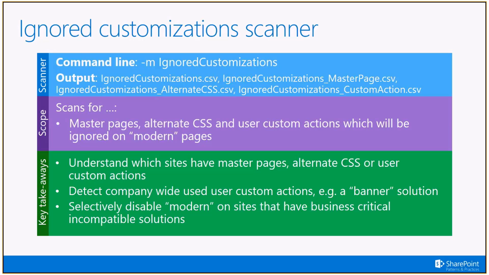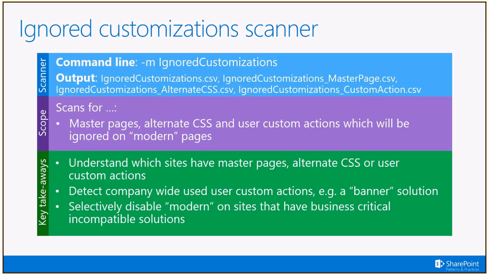At that point you can ask yourself, okay, if I have a master page, alternate CSS, or user custom action, do I need them? Are they critical? Do they apply to the modern page or not? So custom master pages or alternate CSS on team sites, it might be that you try to do some responsive design. At that point you might be good because the modern pages are responsive by default. You don't have to try to do something on your own. So you might not need a custom master page anymore, or alternate CSS.